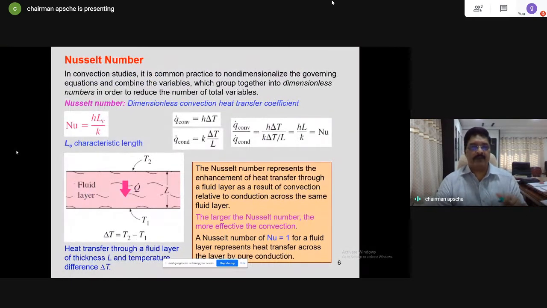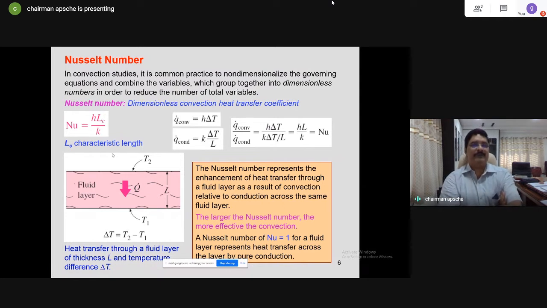Just now, I was talking to you about the dimensionless numbers. I introduced the Biot number and the Fourier number. Now, let me introduce one more dimensionless number called the Nusselt number. Have you seen this equation for the Nusselt number that I have given here? It is h L_c by k, where L_c is the characteristic dimension.